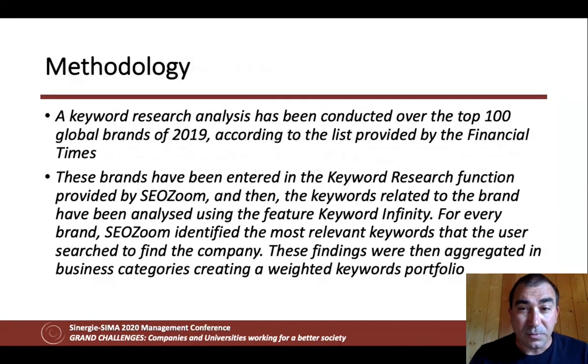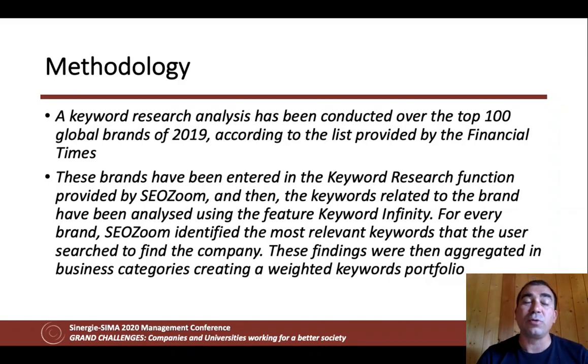How did we do that? We decided to identify the top 100 global brands of 2019, and we got the list provided by the Financial Times. Then we investigated every brand. We went to every website and we used a particular function of the software SEOZoom. Let me first introduce SEOZoom. It's an Italian software, from a company based in Naples, and they are working by replicating Google.